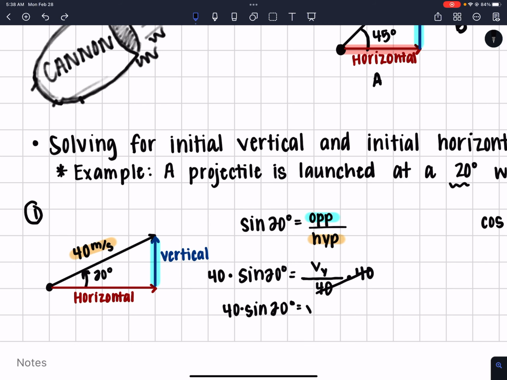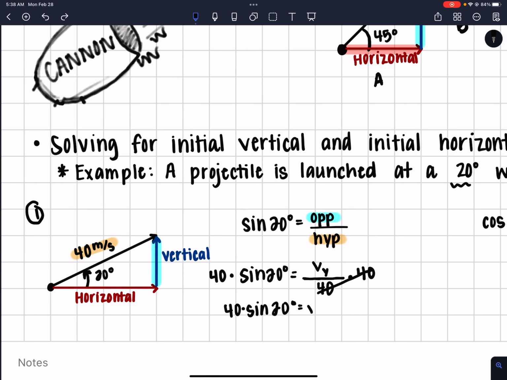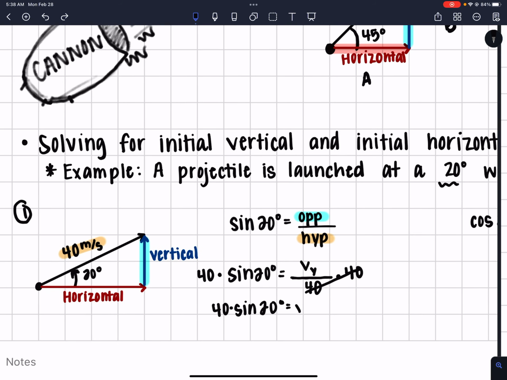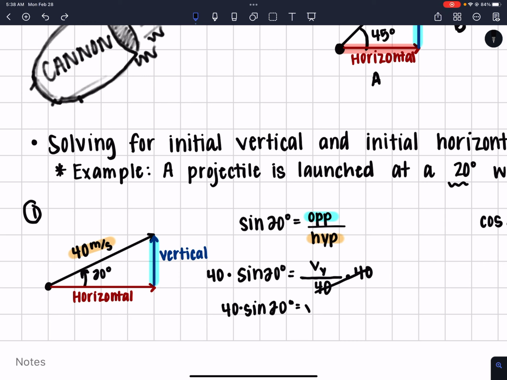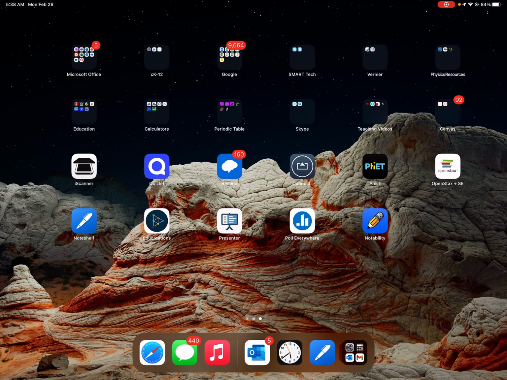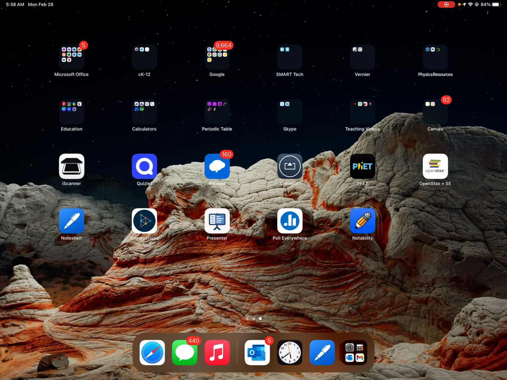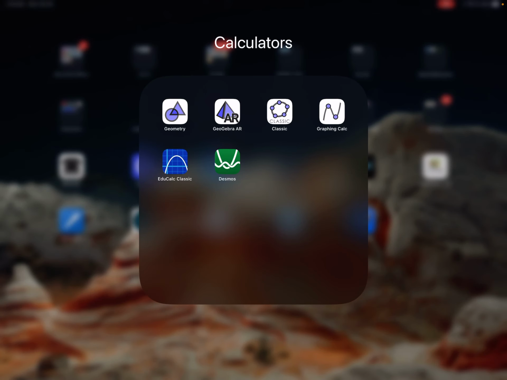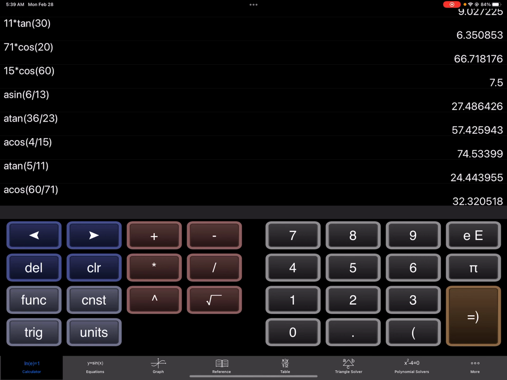Now it's not wanting to work. There it goes. So I just need to plug this in my calculator. Let's find my graphing calculator with my trig functions. I'm having trouble finding it. Calculator, there they are. Perfect. I like this one for whatever reason.